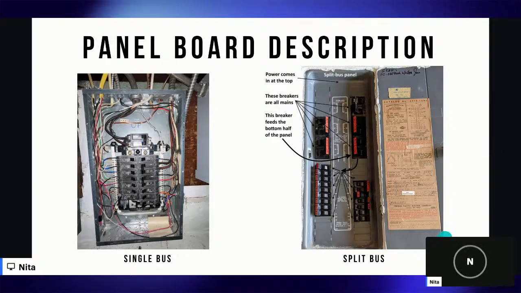In your split bus panel board, there is no single main breaker. You've got an upper bus, which typically houses your 240 circuits, and then you've got a lower one that's powered by these up here. In most cases, again, you will be seeing single bus.